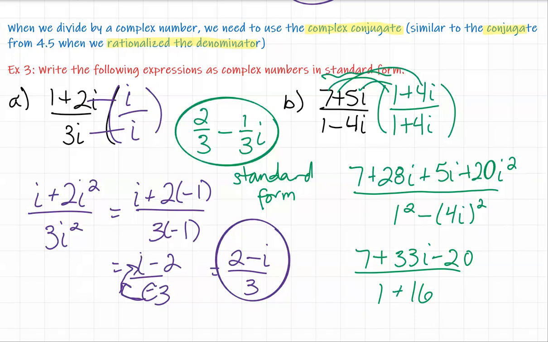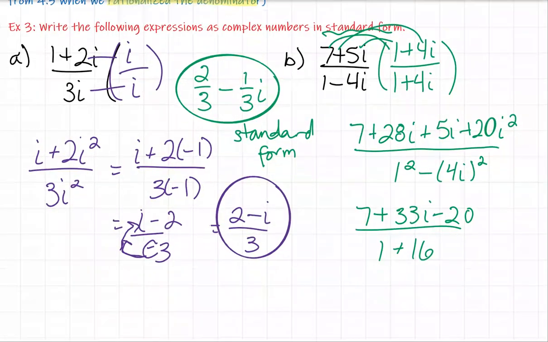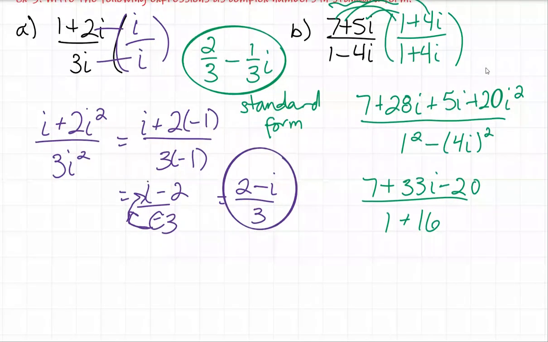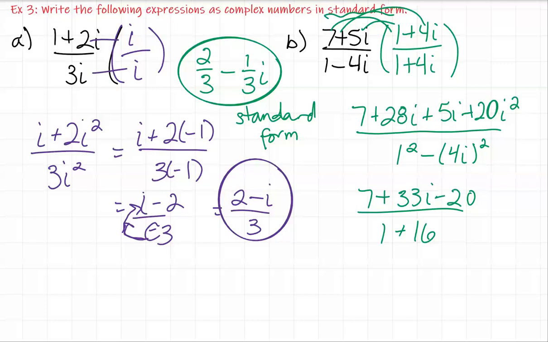Okay, I skipped a few steps there. So hopefully you're okay with each of the things that happened, right? This 20i squared became negative 20 because this is 20 times negative 1, since i squared is negative 1. And then same thing with the 4i squared. That became 16i squared, which is negative 16. So that's why it's plus 16 now.